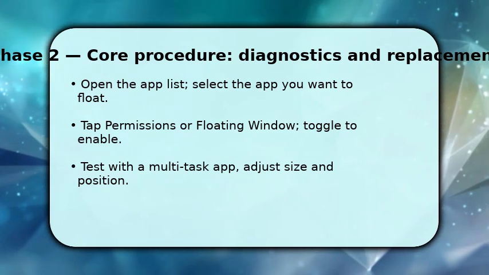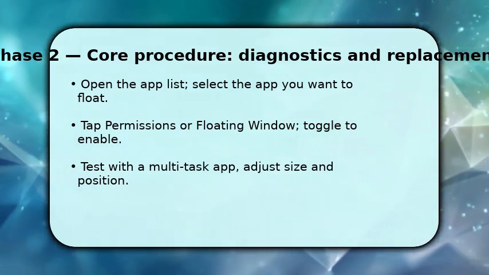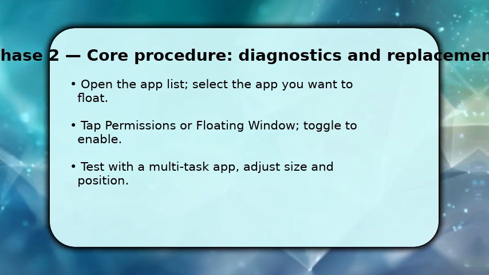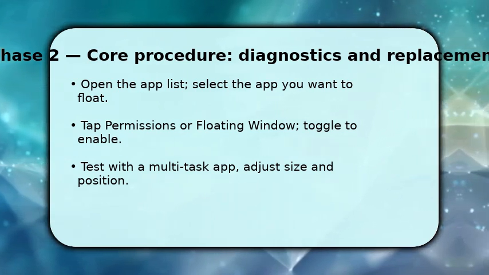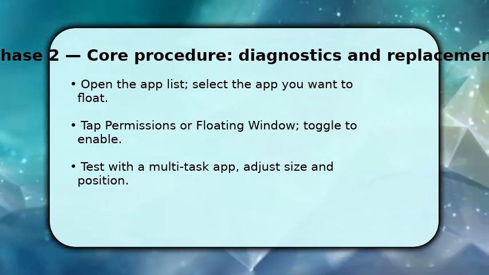Now you enable floating per app. You open the app list and pick the app you want to run in a floating window. Tap its entry, then choose Permissions or Floating Window. Toggle the floating option on. This lets the app create an overlay.